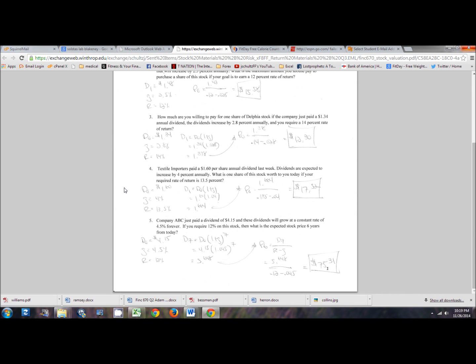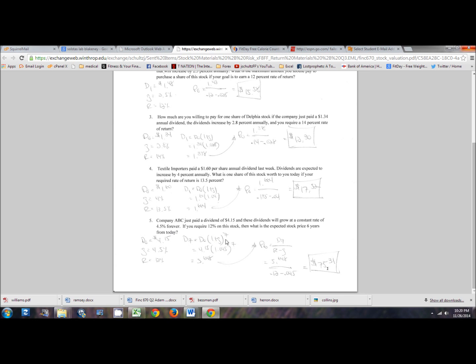Now, number 5, I think, is a good problem to go through because it's very similar in nature, but it will showcase a shortcut that's important to understand and will be helpful for you from time to time. So you have a company that just paid a dividend of $4.15. Dividends are going to grow at a constant rate of 4.5%. So once again, there's D0. There's G. Your required return is 12%. What is the expected stock price 6 years from today? So in other words, what is P6?